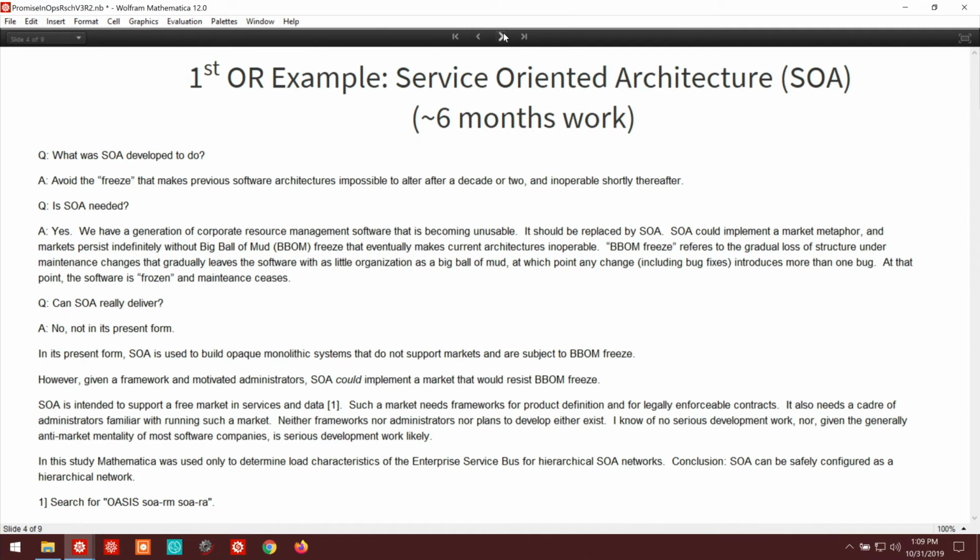Okay, in this study, Mathematica was used only to determine the load characteristics of the enterprise service bus, which is the communications means by which services are requested, delivered, contracts are delivered, and so on. The conclusion there was that SOA could be safely configured as a hierarchical network. It didn't have any pathological distributions that would have choked the network up and made it impossible to work. Okay, questions on this, if any?